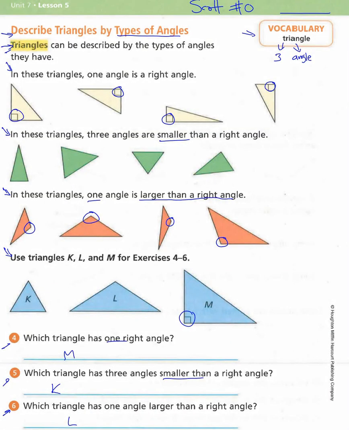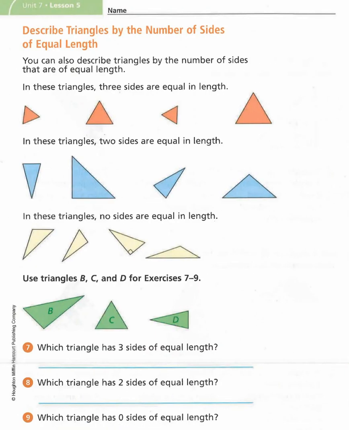Good job. All right, so before we go on, in this lesson, we learned that we can describe or tell about triangles by the types of angles that they have inside them. On the next page, let's go ahead and start off with our name, number, and the date that we're working on this page. And then when you're ready, let's go on.